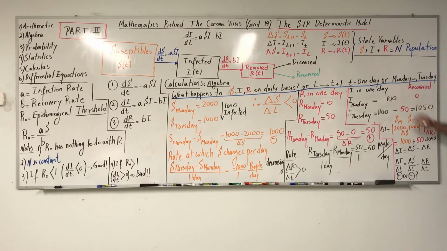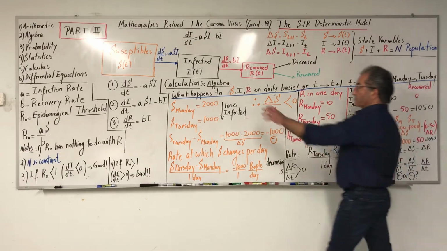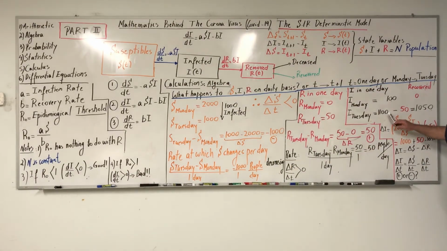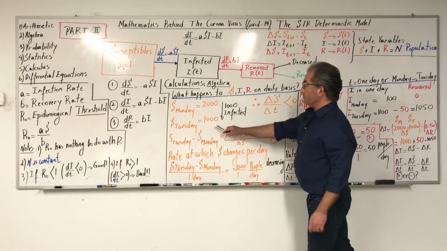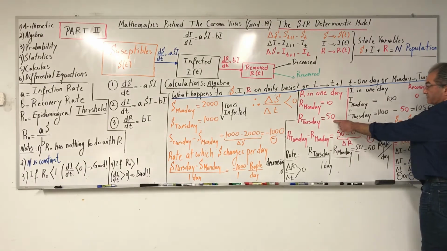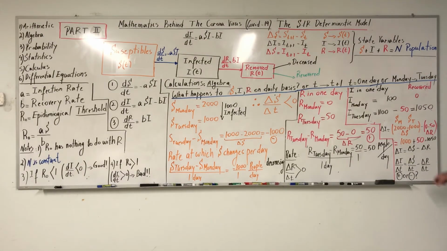Let's take a look at the infected people in 1 day. On Monday, we have 100 people in the infected compartment. On Tuesday, we know that 1,000 people are infected. So that number is 1,100. But minus 50, why? Because 50 of those infected ones have recovered already on Tuesday. So if I subtract, we get 1,050.